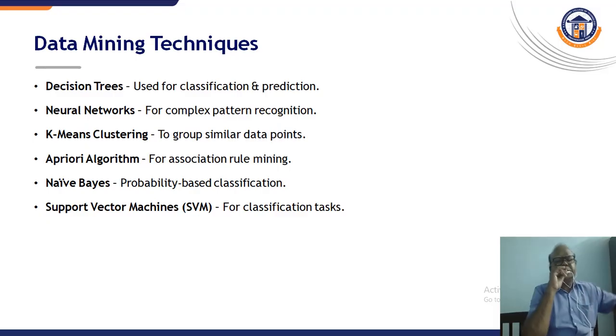Data mining techniques: decision tree comes under classification and prediction. Neural networks for complex pattern recognition. K-means clustering is used to group similar data points based on the mean values. Apriori algorithm for association rule mining. FP-tree is also for association rule mining, for finding co-occurrence patterns. When A occurs, you can easily find the related B pattern also. Even in networks you can apply that.